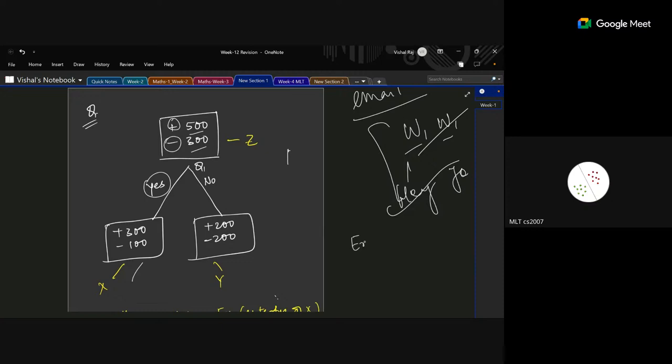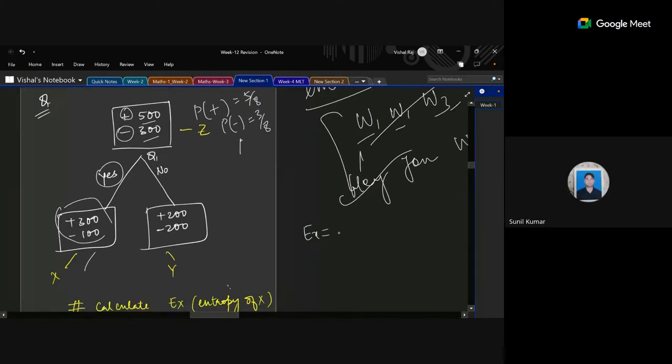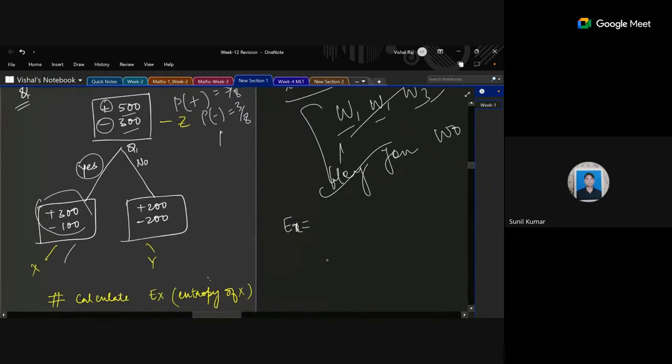What is the formula for information gain? How do you calculate the entropy for this X? What is the formula? First, tell me the entropy of the parent. What is the probability that the label belongs to the positive class? It is 5 by 8, and for the negative class it is 3 by 8. So how will you calculate here?